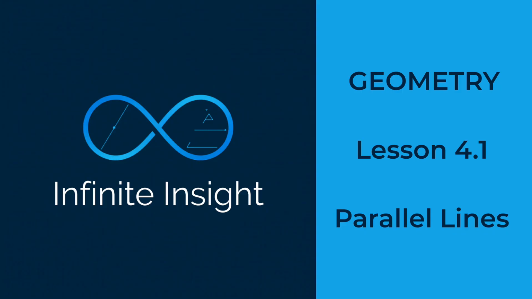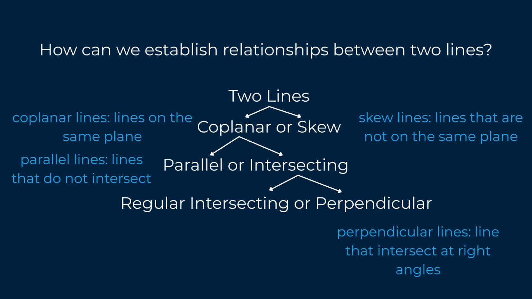Alright, let's begin. We're done talking about congruent triangles and how to prove them congruent, and all of their basics. Now we're going to go to another important part of geometry, which is parallel lines. It starts with this question: how can we establish relationships between two lines? We have two lines and we want to find out their relationship with one another.